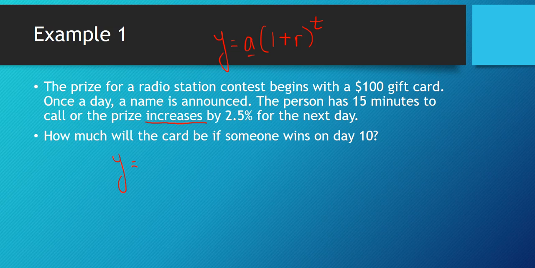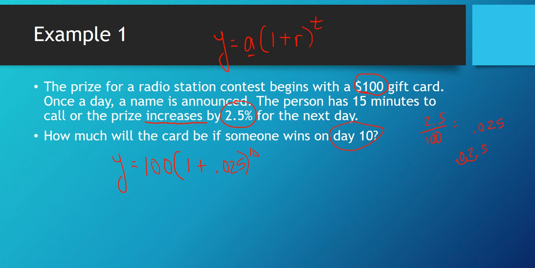A again is my initial amount, so the gift card started with $100, so that will go in for a. R is my rate, which is 2.5%. Remember, we need that as a decimal, so 2.5% out of 100 is 0.025. Or you can think of it as you need to move the decimal place 2 to the left since you're dividing by 100. So don't forget that, even though there's a decimal in this percent, you need to change that. And then time, in this case, we're winning on day 10, so 10 would be our exponent.